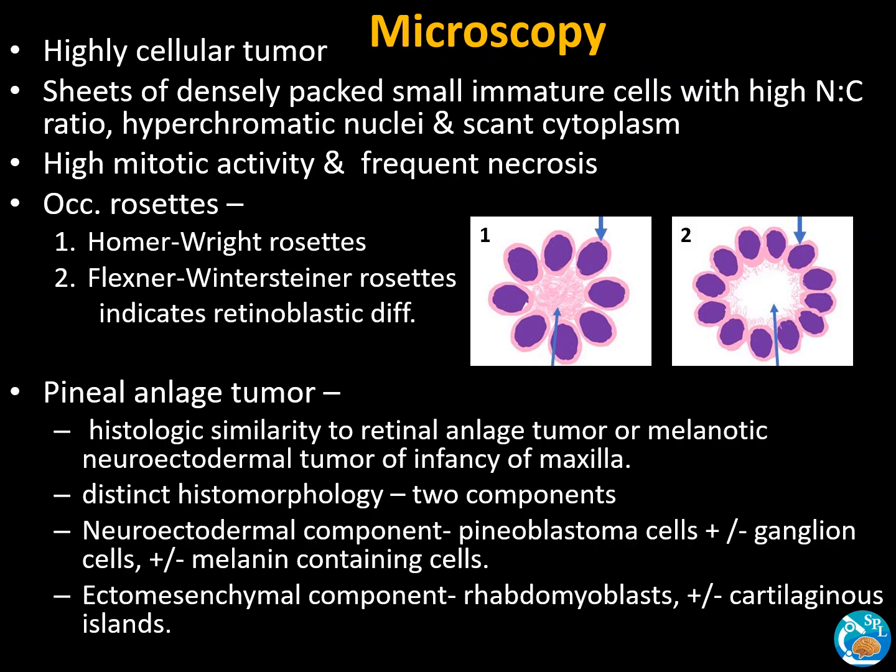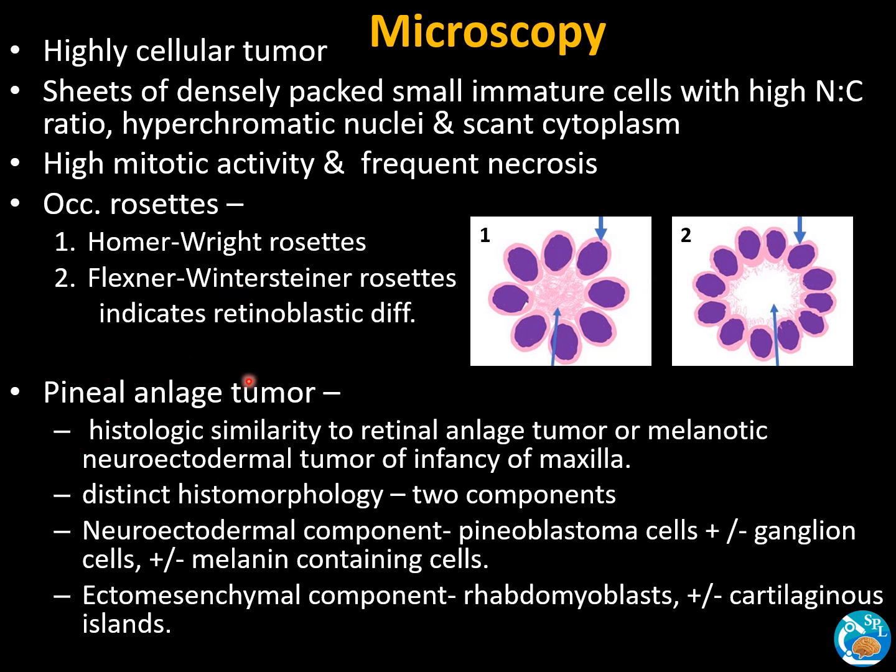Summarizing microscopic findings of pineoblastoma, it is a highly cellular tumor composed of sheets of densely packed immature cells in haphazard pattern. The cells have high nucleocytoplasmic ratio, hyperchromatic nuclei, and scant cytoplasm. Mitotic activity is high, frequent necrosis is noted. Occasionally, the following types of rosettes may be found: Homer Wright rosettes, which are found in neuroblastomas or medulloblastomas, and Flexner-Wintersteiner rosettes, which indicate retinoblastic differentiation. These are commonly found in retinoblastomas.